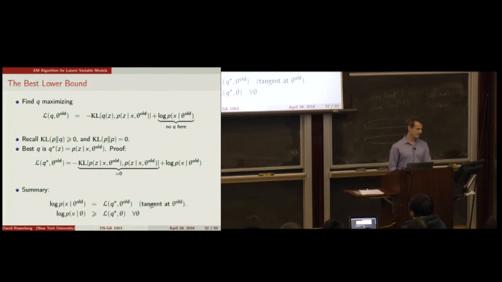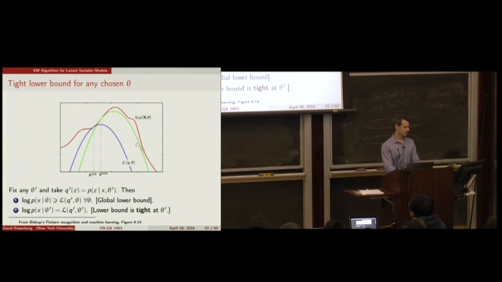But we do always have an inequality for all theta. Remember, L is always a lower bound for any Q and theta. So we have this inequality for all theta and an equality for the particular theta old. And now this explains our picture, right? We have equality at theta old and less than or equal to everywhere else. When the lower bound touches what it's supposed to be a lower bound for, it's called a tight lower bound. It's tight at this point. Cool. Any questions on this?